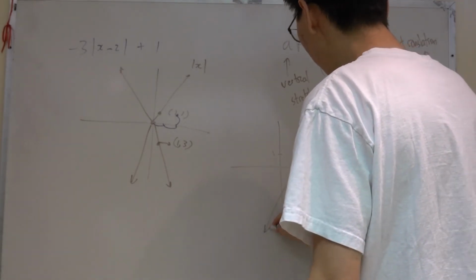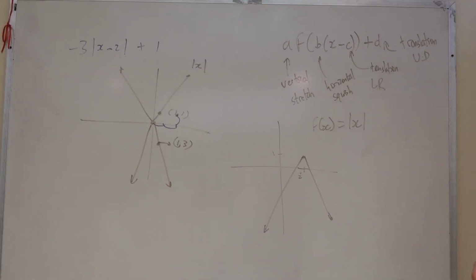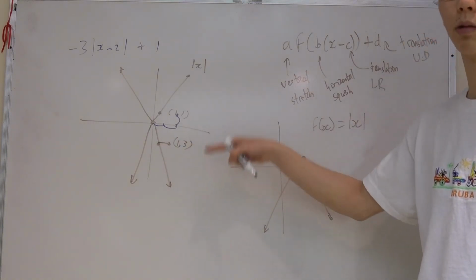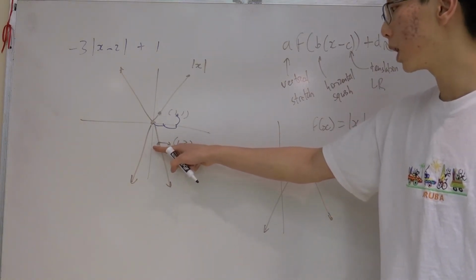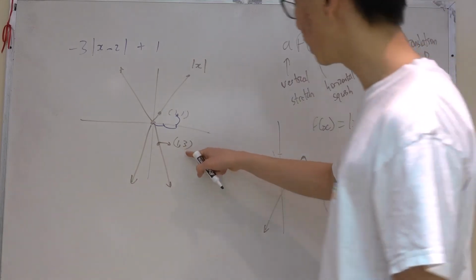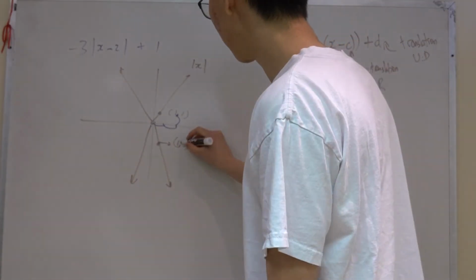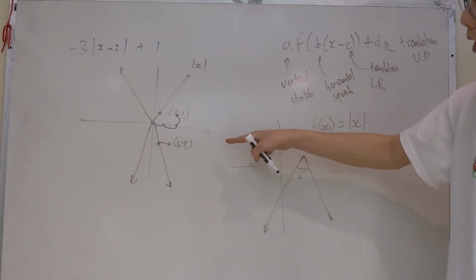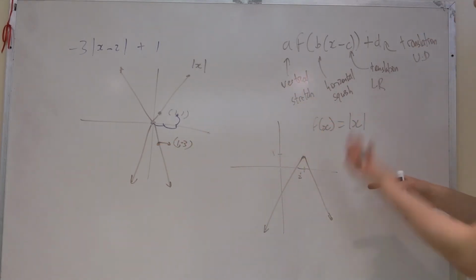Okay. It looks something like that. Our point 1, 3 also gets translated 2 to the right and 1 up. So if you just think about it, it becomes 3. Sorry, this should be a negative 3. My bad. You translate it 2 to the right and then 1 up.